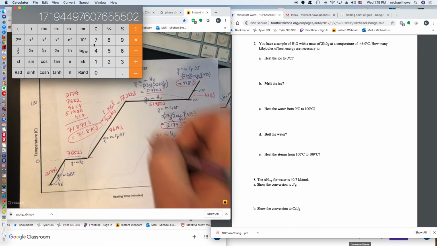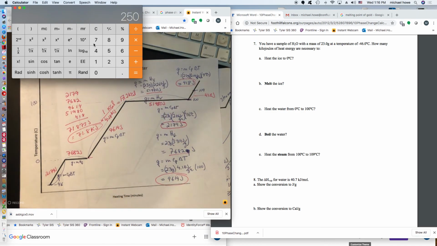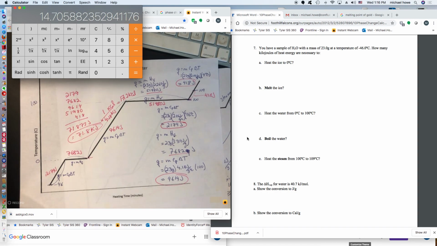And a Milky Way bar has about 250 kilocalories. So 250 divided by 17 would be 14.7 times. So you'd have about 1/15 of the size of a Milky Way bar. So if you divided a Milky Way bar into 15 pieces, that'd be about this much energy. All right, so that's a little overview of how to do calculations on phase change problems. And I'll throw up some practice ones for you to do.